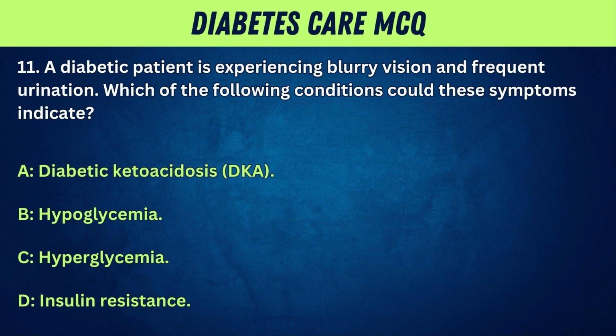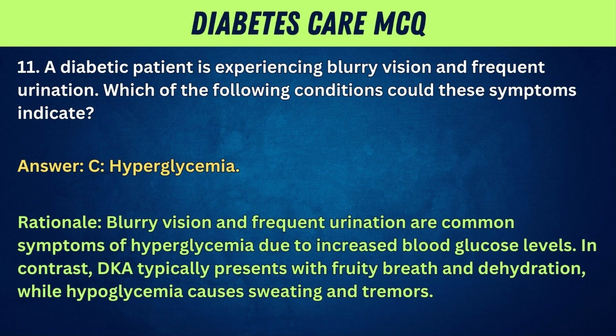11. A diabetic patient is experiencing blurry vision and frequent urination. Which of the following conditions could these symptoms indicate? A. Diabetic ketoacidosis, DKA. B. Hypoglycemia. C. Hyperglycemia. D. Insulin resistance. Answer: C. Hyperglycemia. Rationale: blurry vision and frequent urination are common symptoms of hyperglycemia due to increased blood glucose levels.